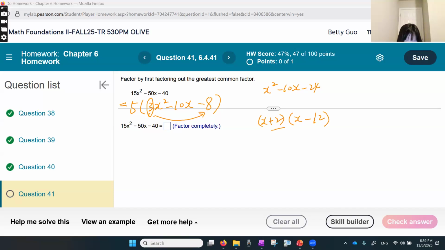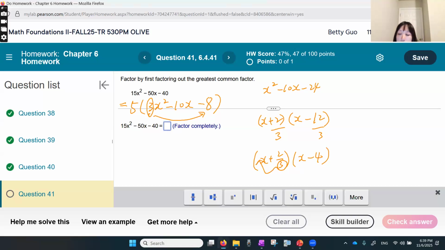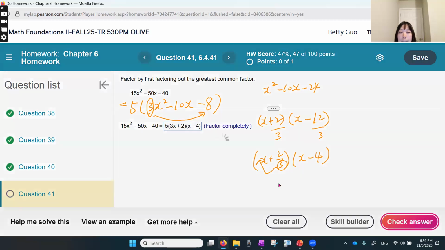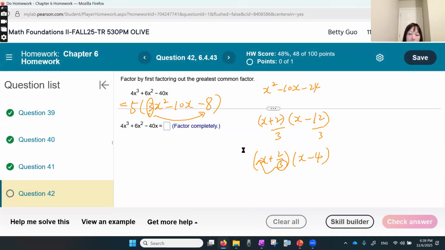Divided by 3, sorry. 3 is the leading coefficient. Simplify: x plus 2/3, x minus 4. Slide the 3 back. So the answer is going to be, do not forget you have a 5 GCF out: 5 times parentheses, first parentheses 3x plus 2, second parentheses x minus 4. And done. That one has a GCF to factor out. Erase those.